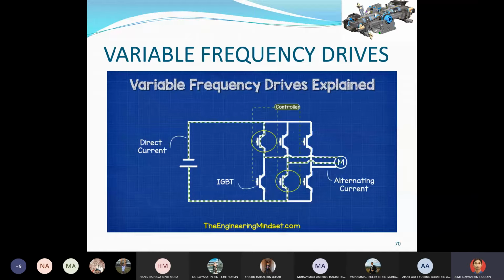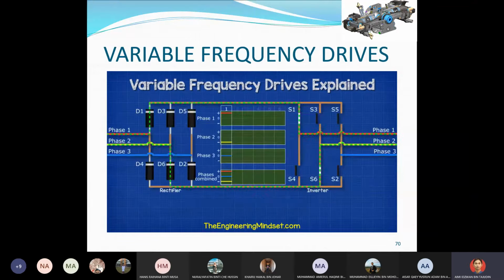For the 3-phase supply, we time the switches to simulate the 3 phases. Let's see how this works. First of all, we close switches 1 and 6. This will give us phase 1 to phase 2. Then we close switches 1 and 2. This will give us phase 1 to phase 3.